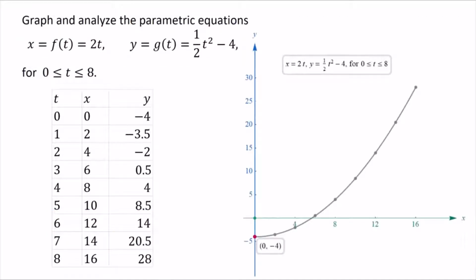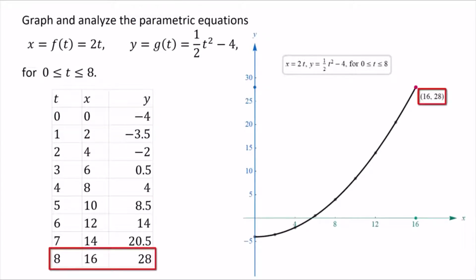Now we can plot the xy pairs on a coordinate axis and connect the dots to create a graph for the parametric equations. In this case, the curve looks like a portion of the right half of an upward-facing parabola with vertex (0, -4), which corresponds to t equals 0, and ending at the point (16, 28), which corresponds to t equals 8.